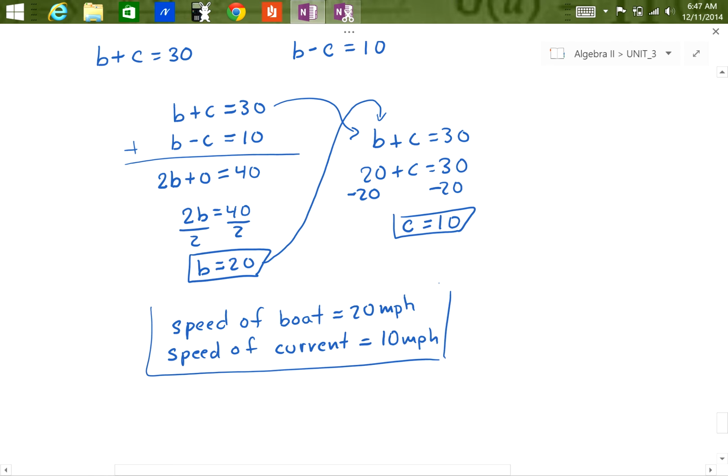So fitting the information given into the governing equations along with the pieces of information we were trying to find, that is the speed of the boat and the speed of the current, we were able to set up a system of equations in which we were able to find the speed of the boat and the speed of the current.